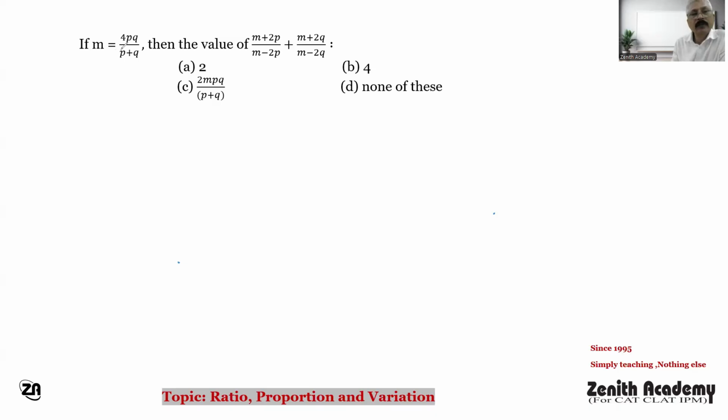Look, this question. If m is equal to 4pq upon p plus q, then the value of m plus 2p upon m minus 2p plus m plus 2q upon m minus 2q. आप हमेशा वीडियो को पॉज करें और पॉज करके खुद अटेम्प्ट करें और फिर सोल्यूशन देखें, वो आपके लिए बेनिफिशियल होगा। फिर m plus 2p, m minus 2p, m plus 2q, m minus 2q. This is to be find out.